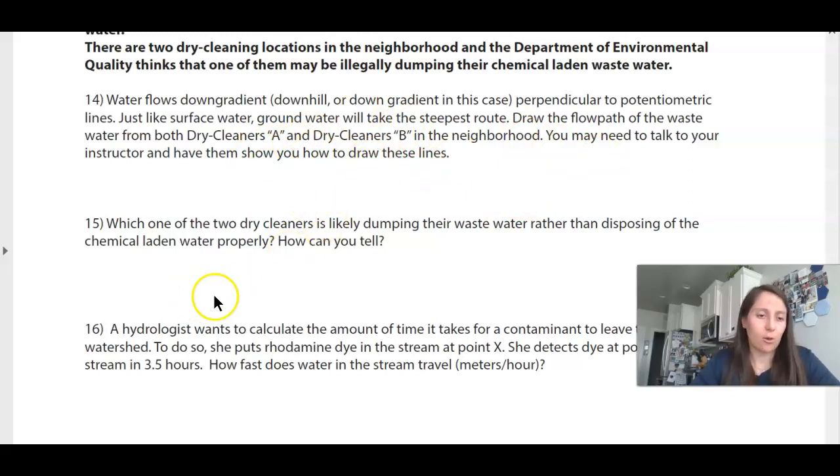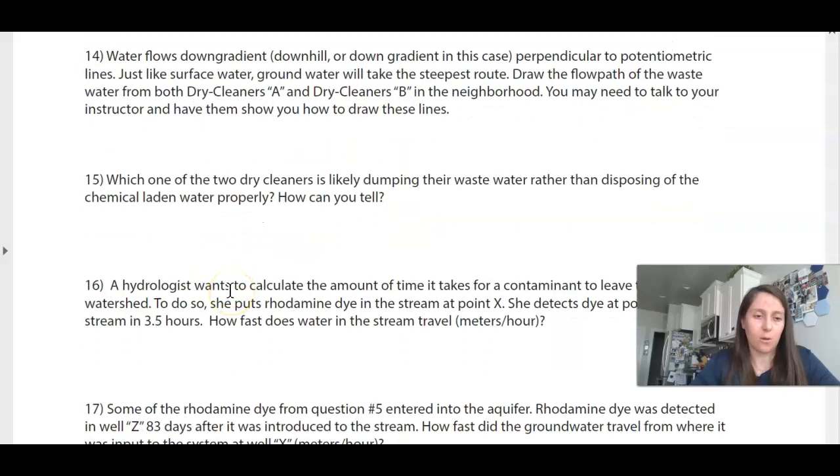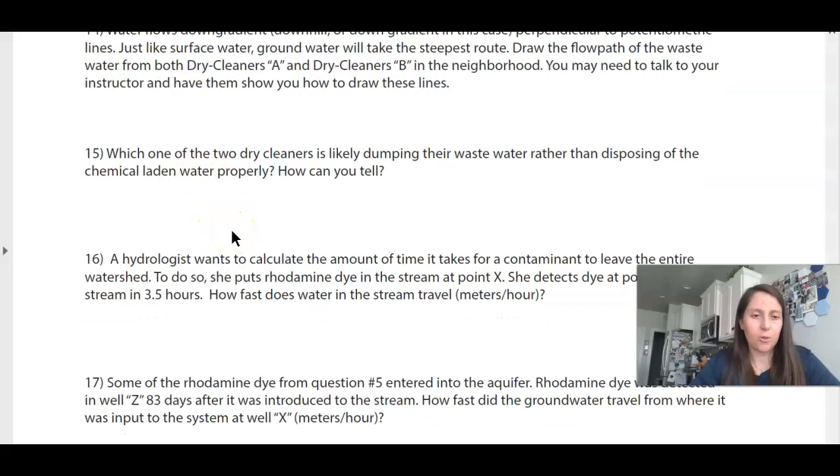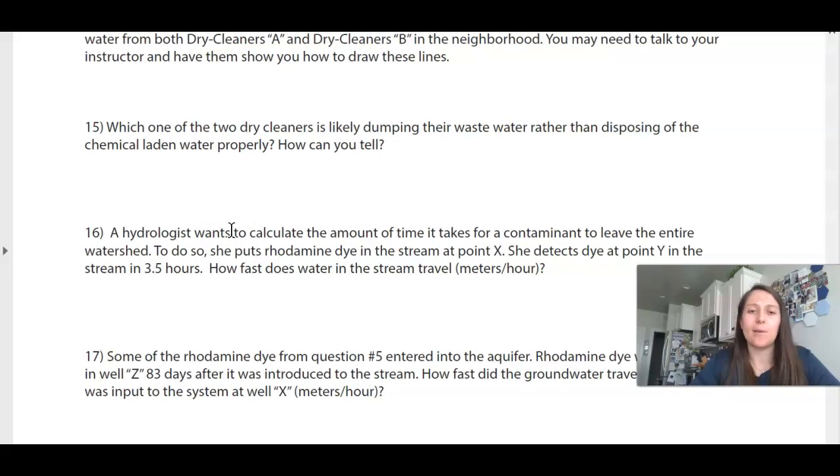And now you can go ahead and answer question 15 and so forth and so on. So question 15 asks, which one of the two dry cleaners is likely dumping their wastewater rather than disposing of the chemical-laden water properly? And how can you tell?